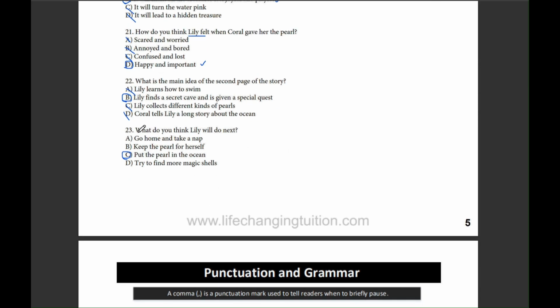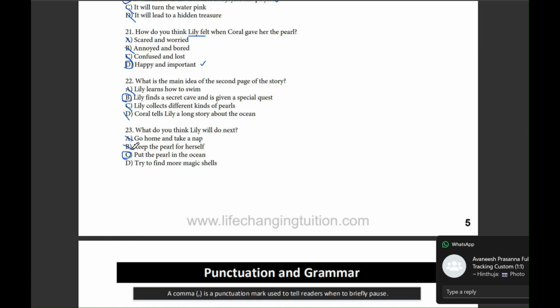Finally, question 23. What will Lily do next? Will she A, go home and nap, B, keep the pearl, C, put the pearl in the ocean, D, look for more shells? Considering why not, A, B, and D oppose her mission that she agreed to.